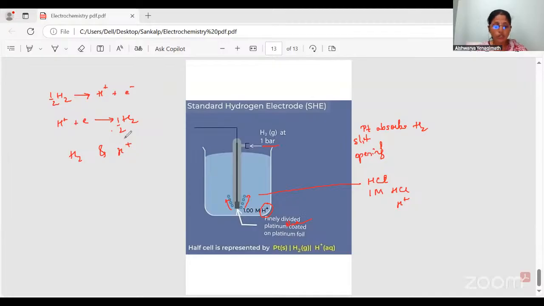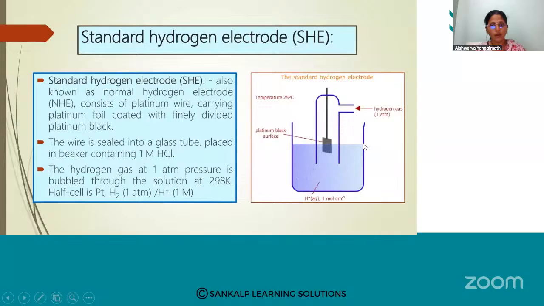Now we are going to see how, using this SHE, we are going to measure the electrode potentials of the other half cells. Is that clear? So this is our experimental setup. The wire is sealed in a glass tube placed in a beaker containing 1 molar solution. Hydrogen gas at 1 atmospheric pressure is bubbled through the solution at 298 Kelvin, because that is standard temperature.